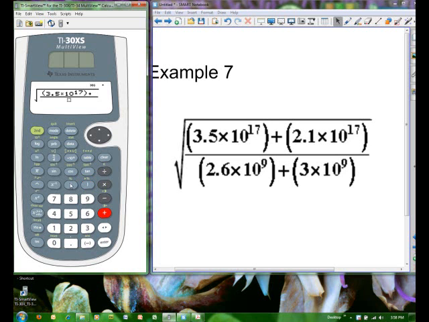plus parenthesis 2.1. Use my times 10 to the n button to use scientific notation. Put in the 17 again. Use my right arrow to get out of the exponent. Close my parenthesis. I have entered into the calculator the numerator.